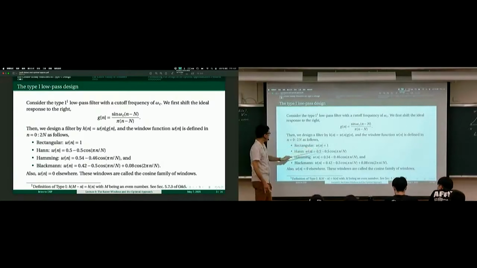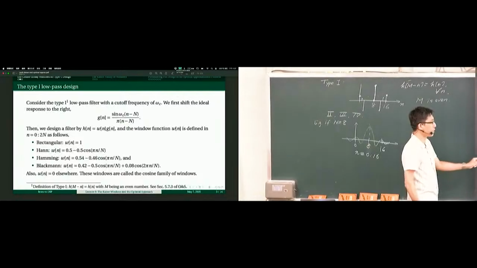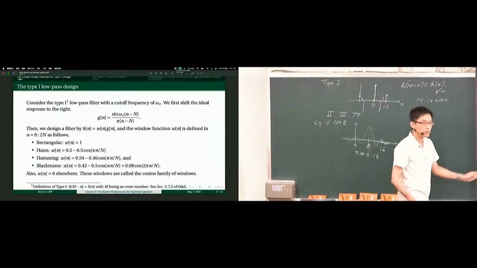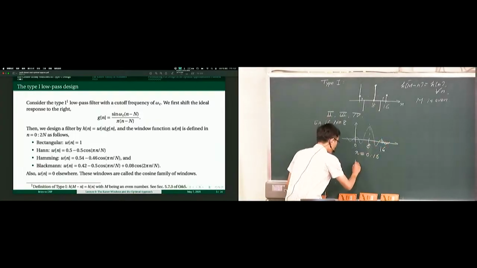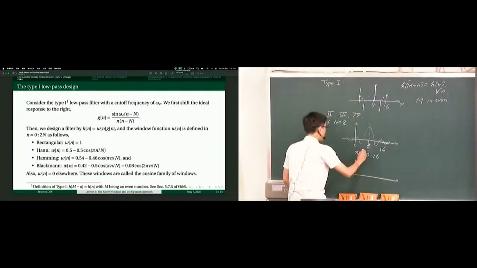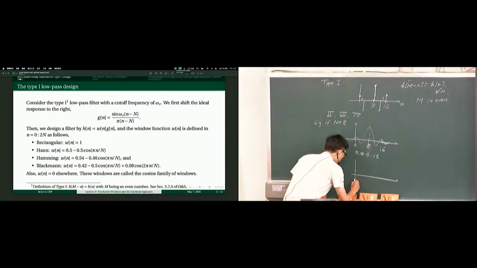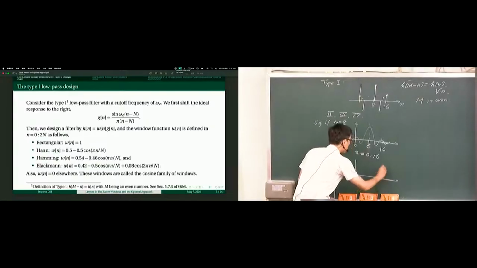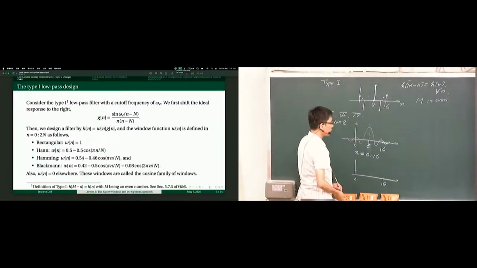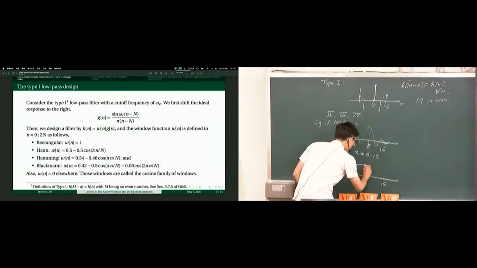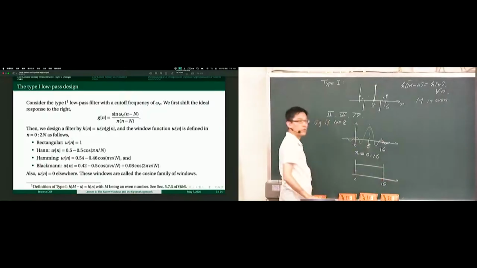And so now w should be defined from n equals 0 to 2 times the shift, and in this case, from 0 to 16. Over this interval, we are going to define our window function. The window function now begins at time 0 and ends at time 16. Now, if n is 8. Last time we talked about the rectangular window being just flat. That's a rectangular window.